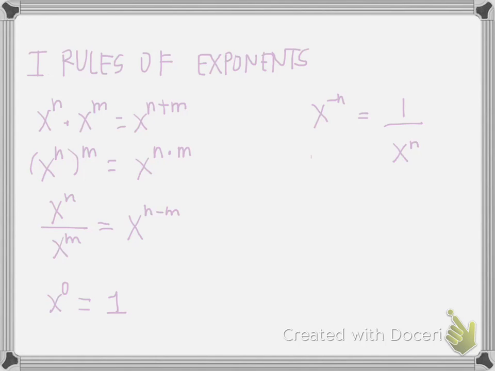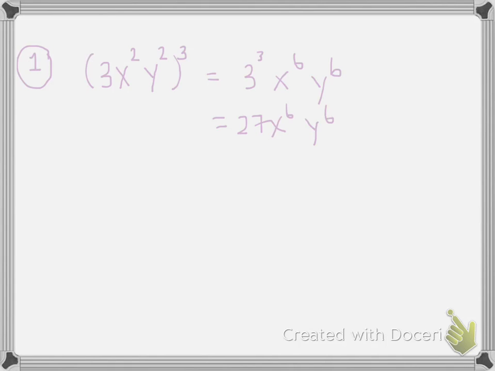Okay, let's do some examples. So, if I wanted to raise this to the third power, then that would be 3 cubed times x to the 6th, y to the 6th. So 3 cubed is going to be a 27, x to the 6th, y to the 6th.